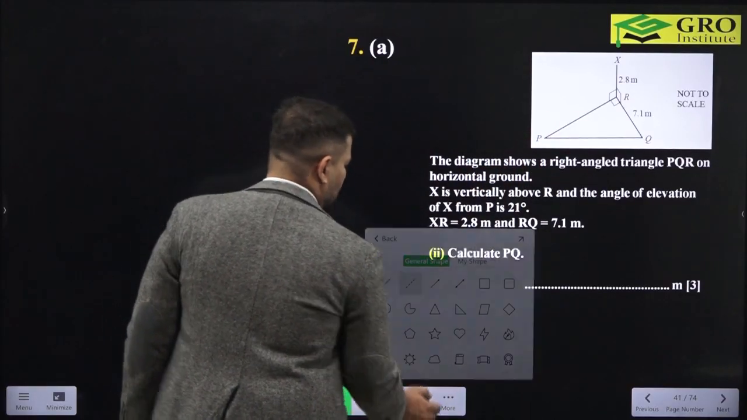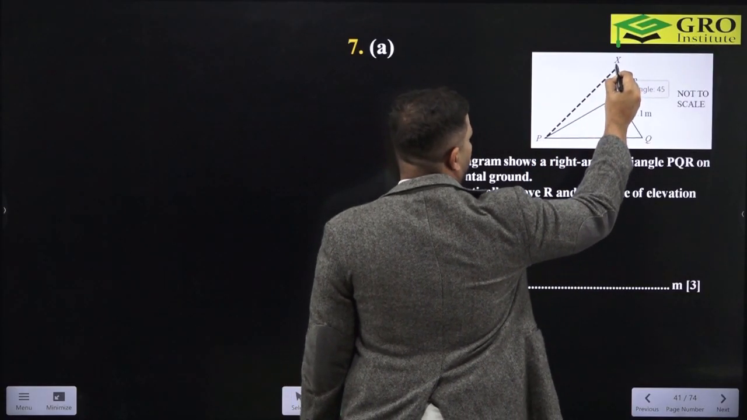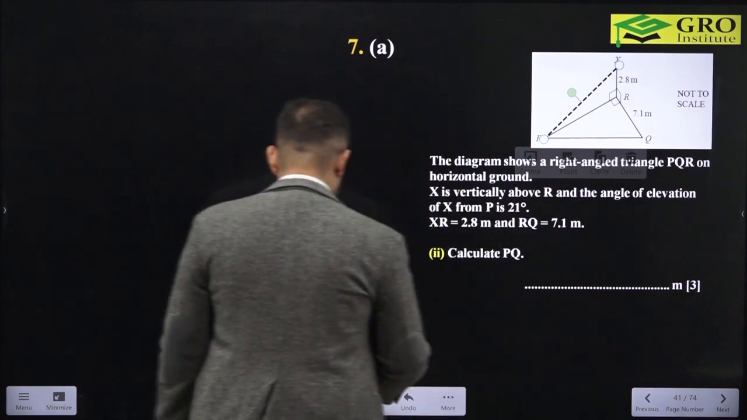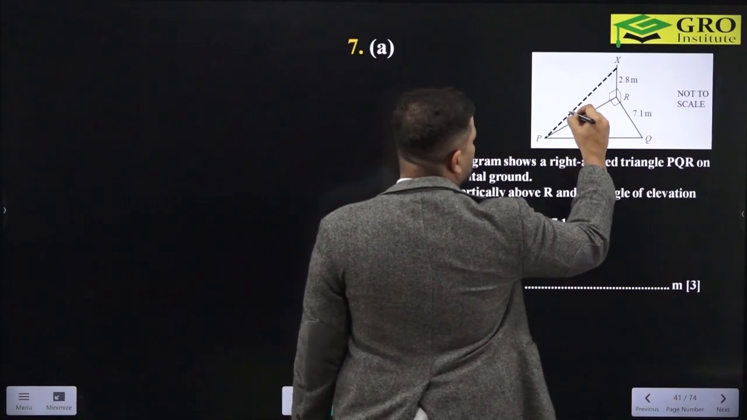I am again drawing it. We know that the angle of elevation of X from P is 21 degrees, isn't it? This angle is 21 degrees.